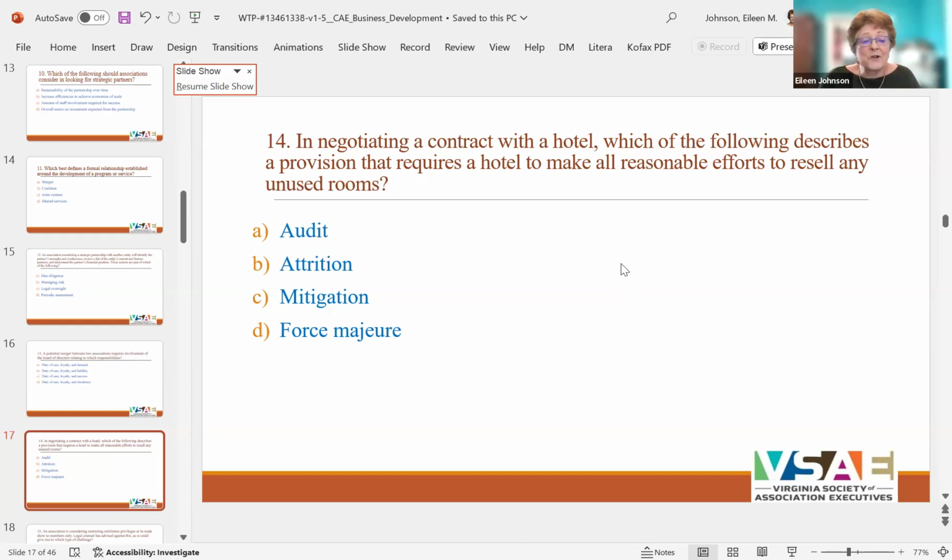Okay, I'll tell you, I won't torture you. The answer is C, mitigation. Attrition is what you experience as an association when you don't meet your room block, that's where I was going off of. Mitigation, if you have it in your contract, and if you use the hotel's contract, it's not likely to be in there. You have to add it. Mitigation is requiring them to mitigate their damages. In other words, they have to use their best efforts to resell those rooms so that they don't charge you for rooms you don't use. So that's the concept of mitigation. Got it. Okay, thank you.